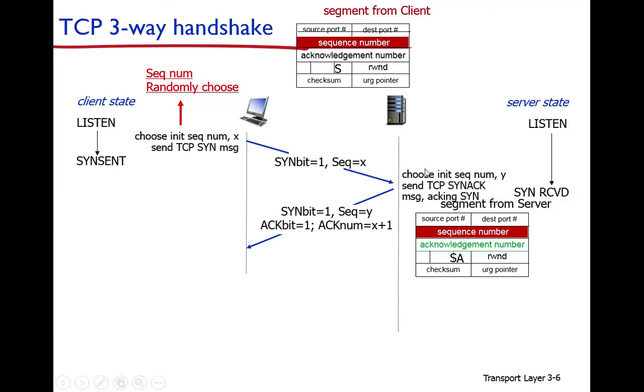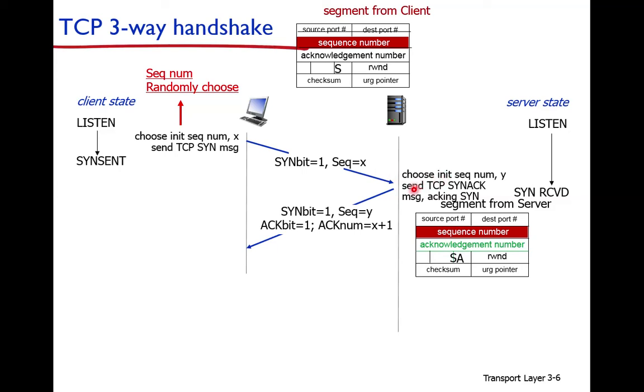Suppose this server chooses initial sequence number Y. This sequence number Y will be used for the data from the server to the client, and the sequence number X will be used for the data from the client to the server, because in TCP both client and server send data to each other. It is full duplex, both can send at any time. So the client will use its own sequence number for its data, and the server is using its own sequence number for its data. So this is the first thing.